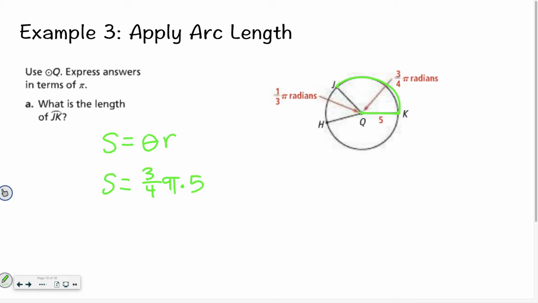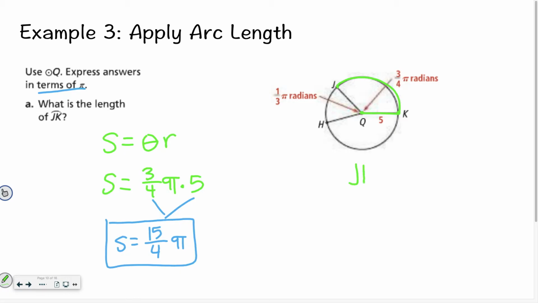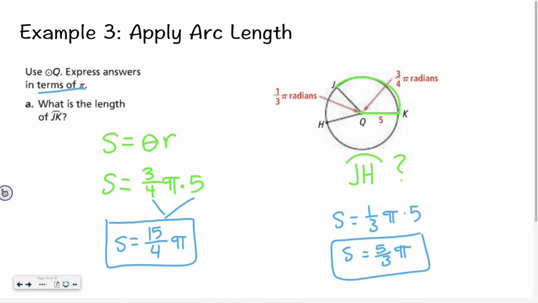So what I'm going to do is multiply my two numbers together. So 3 times 5 is 15/4 times pi. And that is all I'm going to do. I'm not going to multiply it out because we're looking for an exact answer. So I solved JK for you. I want you guys to find what is the length of JH. Good luck. Hopefully for your answer you saw that the central angle was 1/3 pi and the radius was 5. So you multiplied the two together and got 5/3 pi.